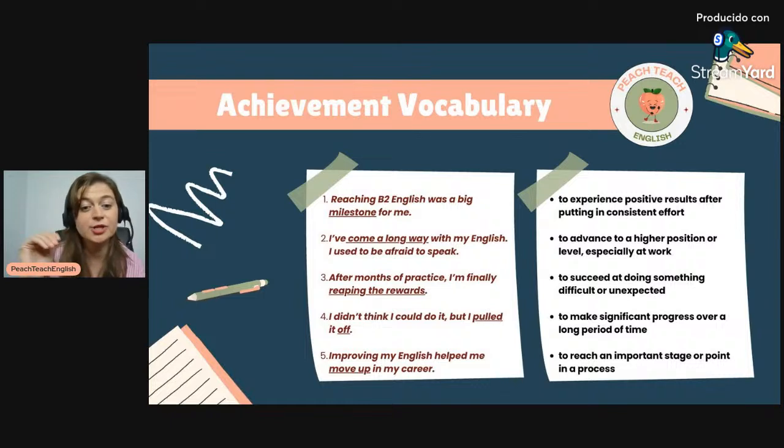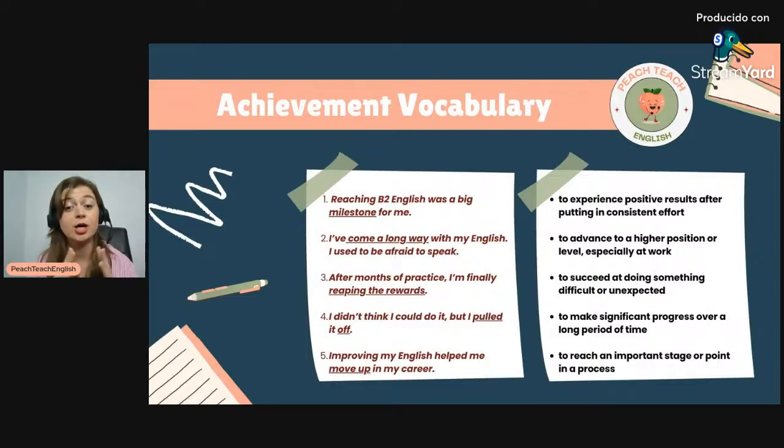A milestone is to reach an important stage or point in a process. Let's say your goal is to reach English fluency. And so we need different milestones to get there. So first you reach A1, A2, B1, B2. Each of those stages we can consider a milestone. Okay, let's go ahead and look at number 2.